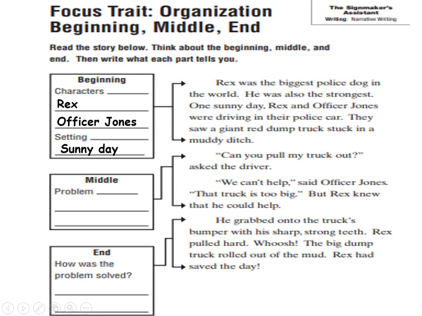So, in the middle part, there was a problem. What was the problem? That the truck was stuck in a muddy ditch. The driver's truck was stuck in a muddy ditch. And in the end, how did they solve that problem? Rex pulls the truck out of the mud and saves the day.